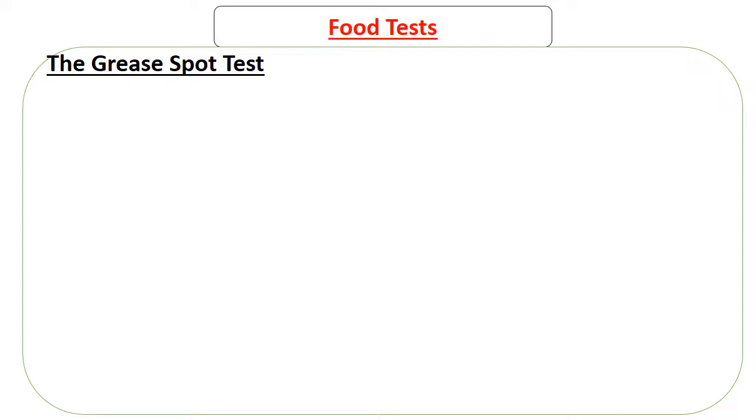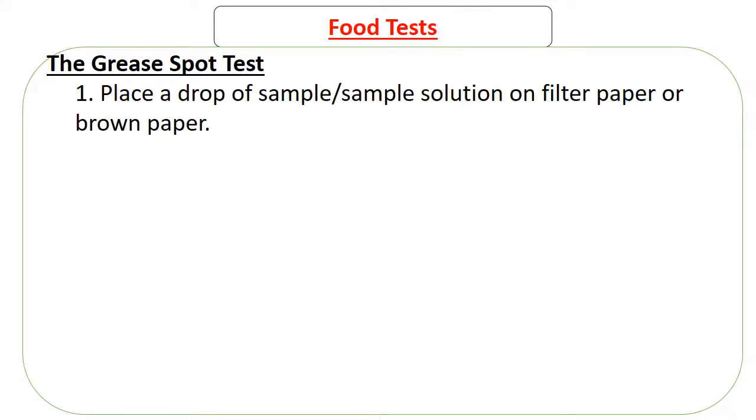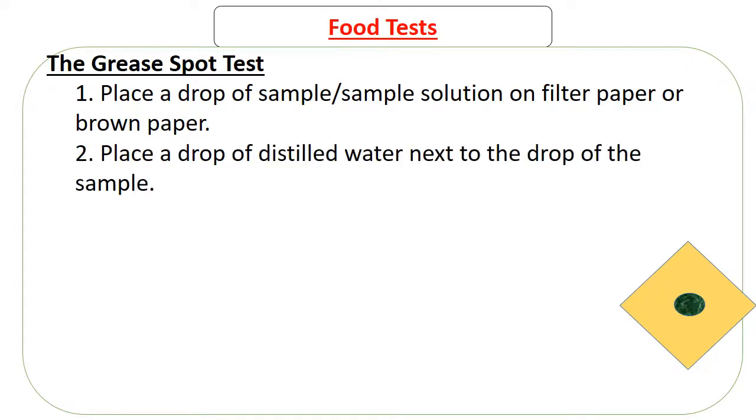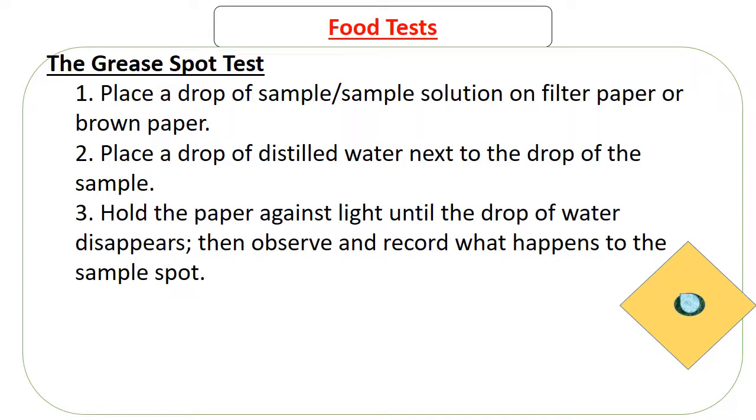The second test for lipids is called the grease spot test. In this one, you place a drop of sample or sample solution on a filter paper or brown paper. So this is a brown paper. You put your food sample here, which you suspect to have lipids. You place a drop of distilled water next to the drop of the sample. So get a drop of distilled water. You make sure that it is there and then mix. Then hold the paper against light until the drop of water disappears. Then observe and record what happens to the sample spot.